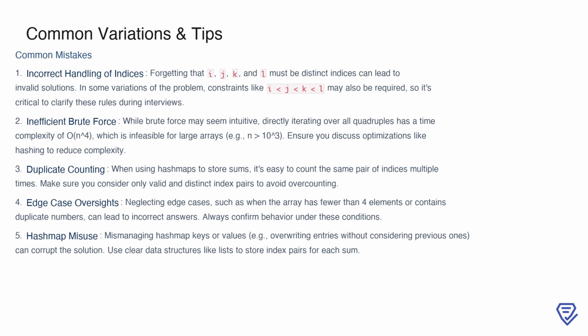Finally, don't overlook edge cases. For instance, what happens if the array has fewer than 4 elements, or if there are duplicate numbers? These scenarios must be handled carefully to avoid incorrect results. Similarly, when using hash maps, mismanaging keys or overwriting values can lead to corrupt solutions, so clear data structures like lists should be used to store index pairs for each sum whenever possible.